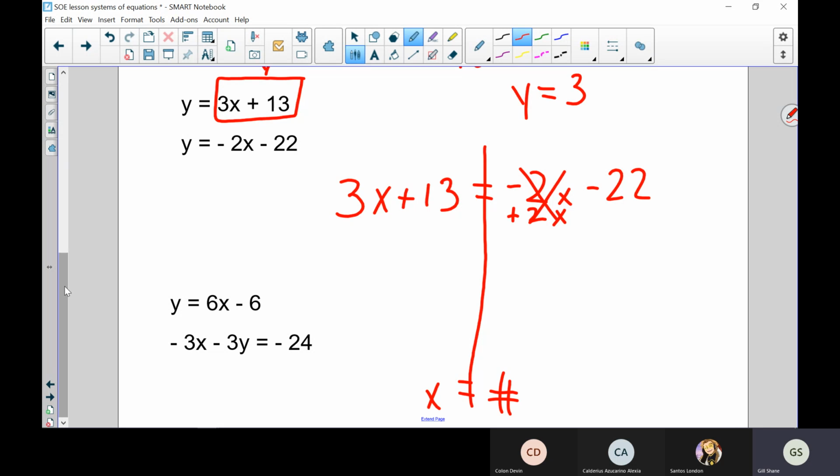But if I do it on that side, I have to do it on this side. Make sure you keep the x's together. Don't put that 2x under 13, because you can't solve that. You can't add 13 and 2x. So now I have negative 22 still on the right. But over here, my equation is 5x plus 13.